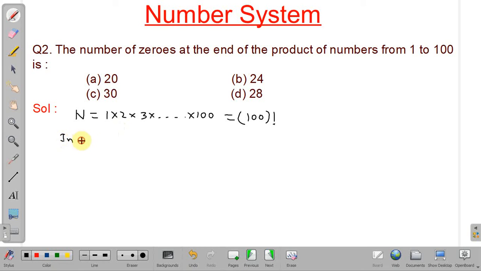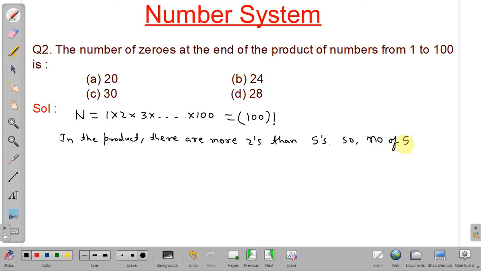So in the product there are more 2s than 5s. Okay, so the number of fives will give the number of zeros. So we have to calculate the number of 5s, or the power of 5.